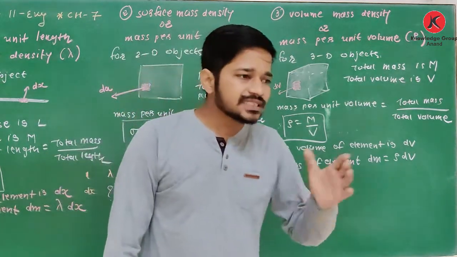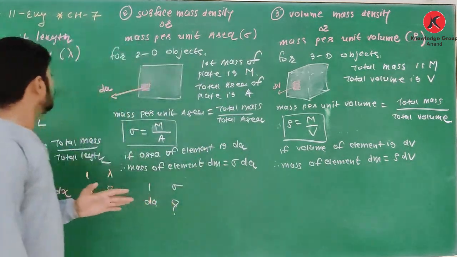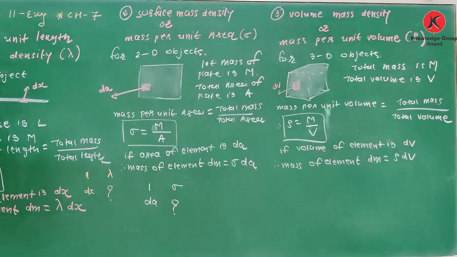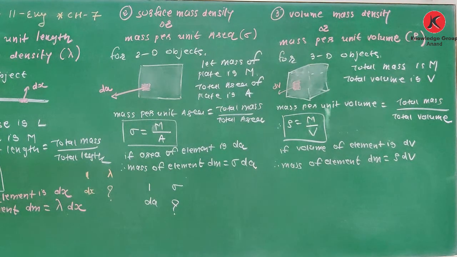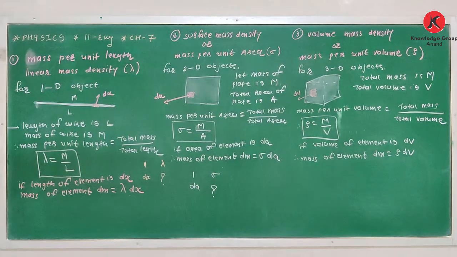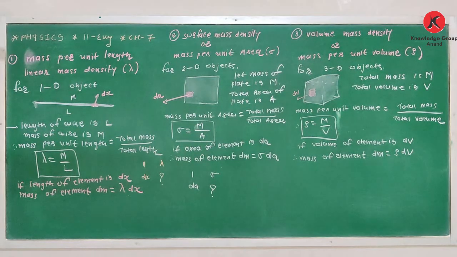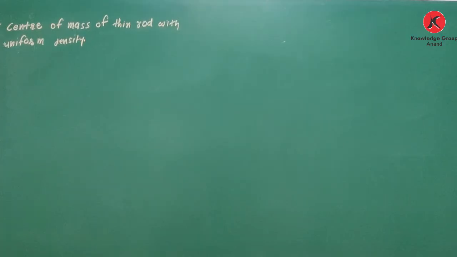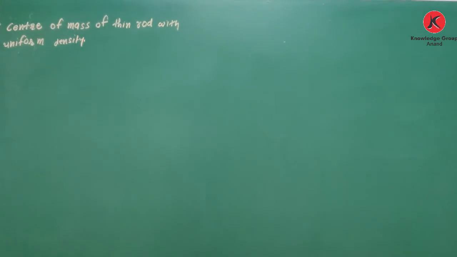Now we will see some uses of these three. Particularly for the first one, what is the use of linear mass density, and how to solve some questions based on it. We will see now. The next question is the center of mass of a thin rod with uniform density. How to find this?